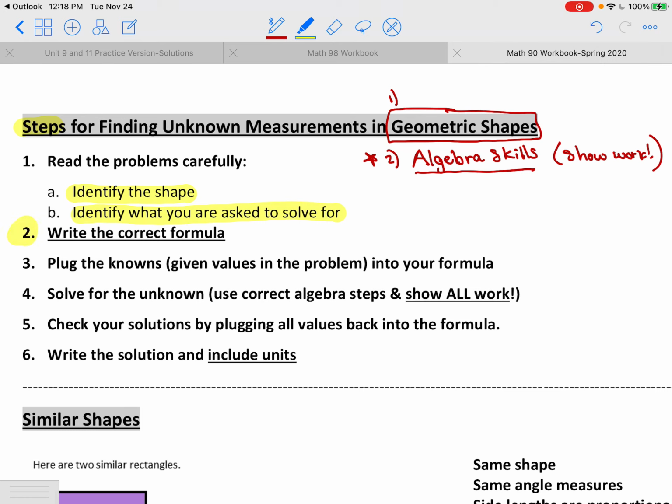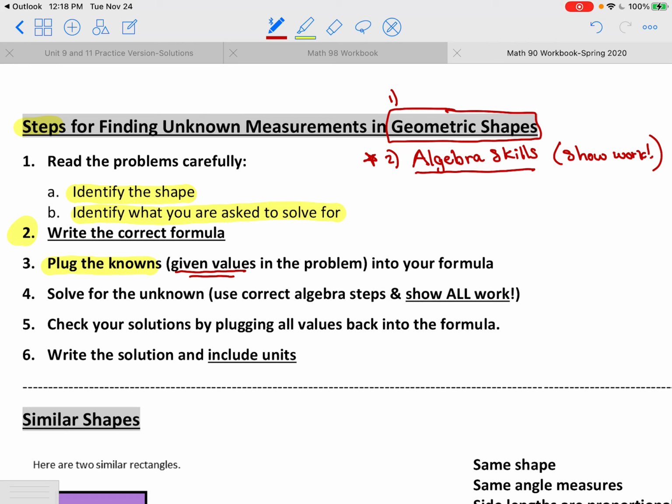And that is our second step, and this is really, really important. We're going to write the correct formula down. We get that down on paper. Once we get that formula down, then we start plugging in the knowns, which are just the given values in the problem. In a lot of formulas, we have 3 or 4 variables. So we know they're going to have to give us 3 of those, because if we plug in 3 of them, it leaves 1 variable to solve for.